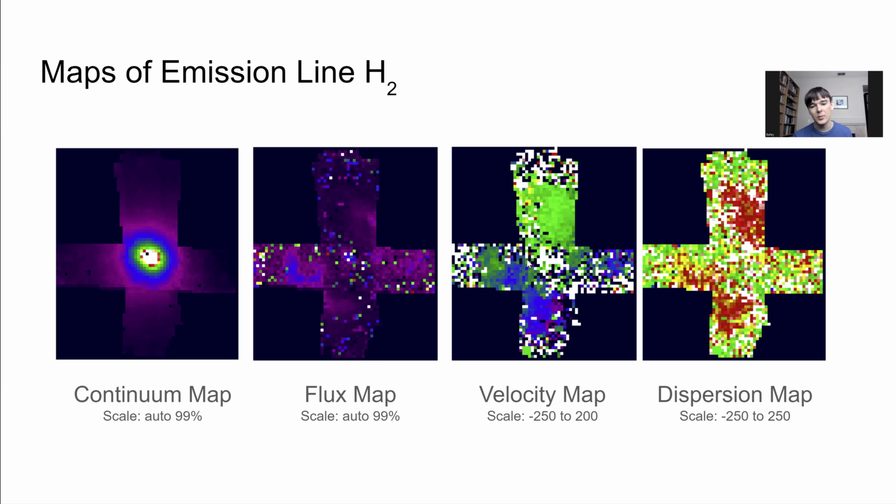Here is the velocity map. The blue parts are moving towards us relative to the green parts, which are moving away. This shows that the galaxy is rotating. The dispersion map shows various dispersed gases in these areas that form the dusty torus. This map shows the distribution of molecular hydrogen.